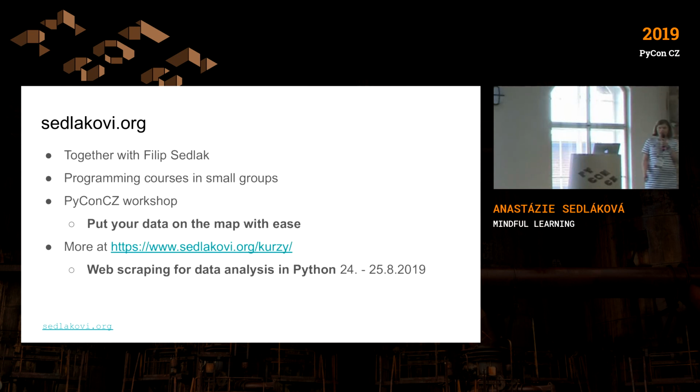Okay, so who am I? As Peter said, I'm a data scientist, but I'm also organizing some programming course with my husband. You can see us in action on Sunday when we will be doing a workshop, Put Your Data on Map with Ease, or you can join us in our Prague workshop at the end of August about web scraping.